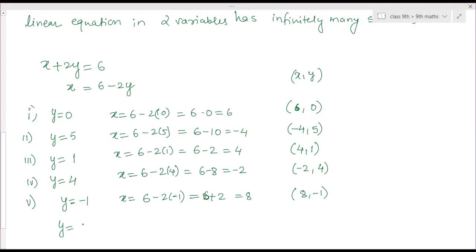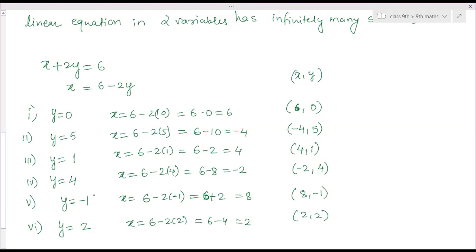Y is equal to 2. So x is equal to 6 minus 2 into 2. 6 minus 4, that is equal to 2. So it is 2 comma 2. Okay, so this way, whatever the number of solutions you want, you can find out. Is this clear?